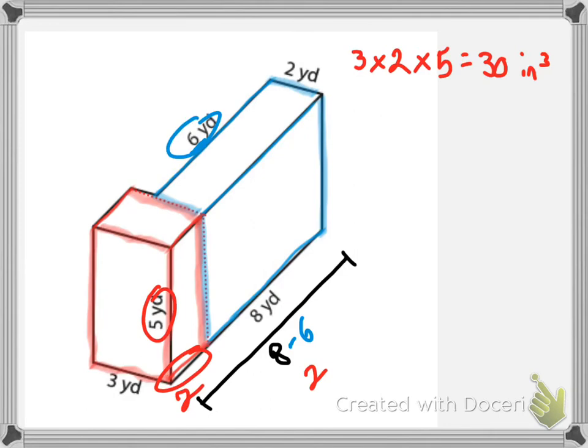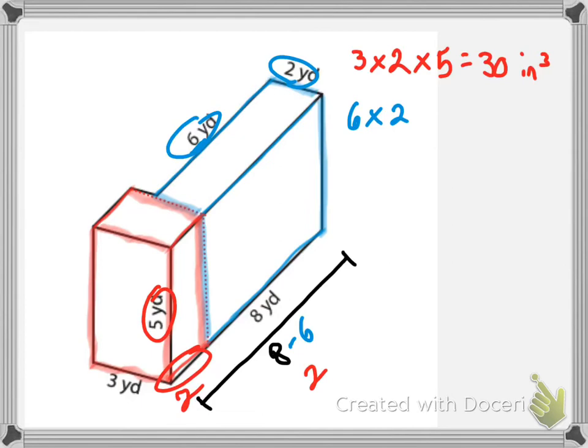So we know our length is 6 because it's written right there. Our width, how wide is this? It says right at the end, 2 yards. Okay, so we're going to write times 2. And how tall is it? There's no height on the blue one.